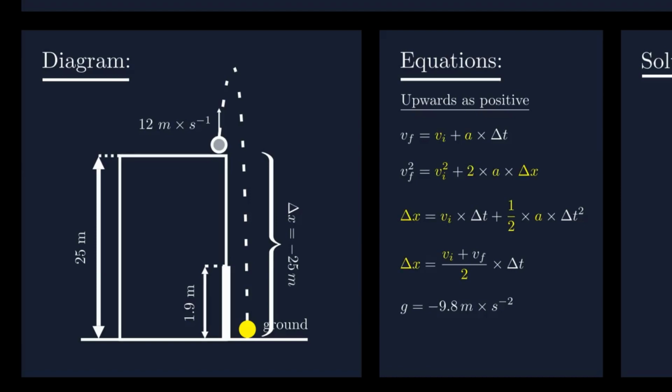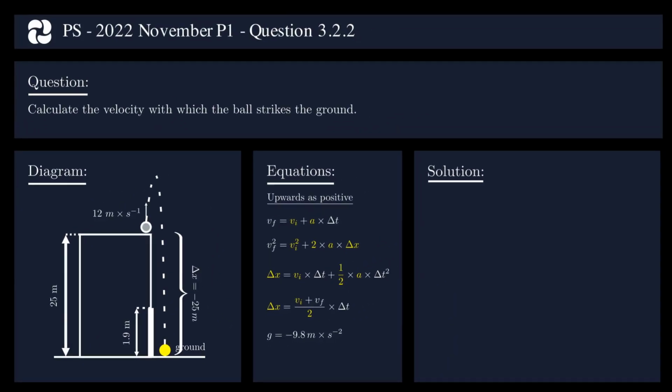In the equations, the quantities which are already known are highlighted with a yellow color. The second equation can be used to solve this question as the only missing quantity is the final velocity. Initial velocity is 12 meters per second. Acceleration is minus 9.8 meters per second square. Displacement is minus 25 meters.